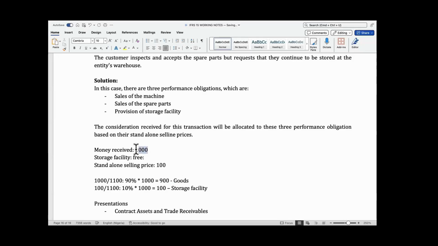So you won't just recognize 1,000 for the goods alone because they are only paying for the goods. No, because this storage facility is a separate performance obligation and it's something you can sell separately. Except if it's not a service that can be rendered to another party. If it's a service that you also render, then you should recognize revenue for it based on their standalone prices. Which we did in step 4.